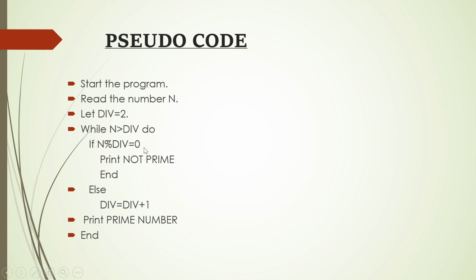तो once this condition will be fulfilled, it will end the while loop, and then it will print prime number, and the program will be stopped.